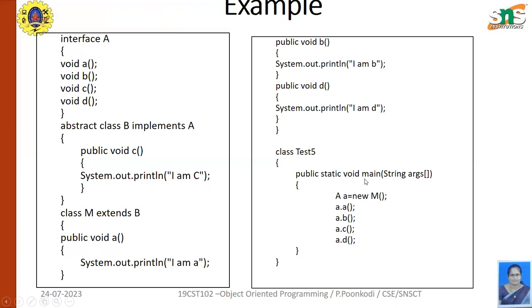Another class is used to test the program. In the main method, A a = new M. We are not able to create an object for the abstract class, and it will not allocate memory for it, so here the object is created and memory is allocated for the M class. Then a.A, a.B, a.C, a.D: it will call the methods and print. The output for this program is I am A, then I am B, then I am C, then I am D.